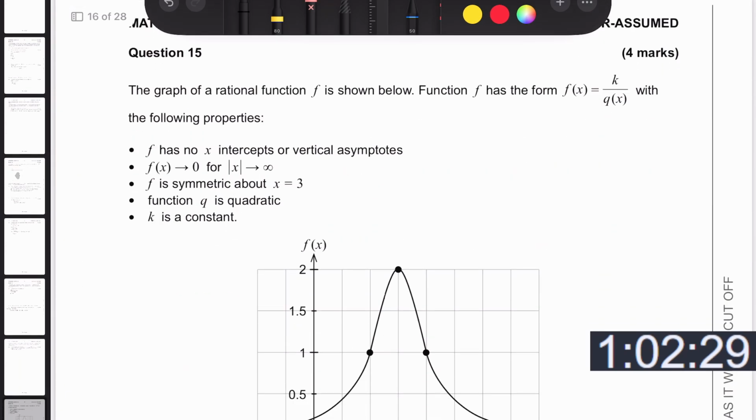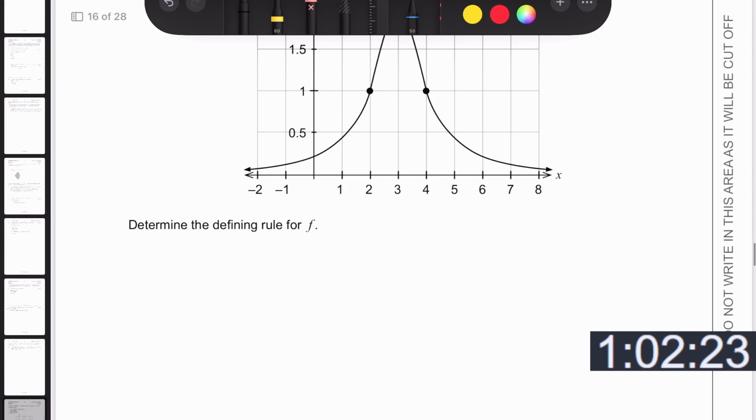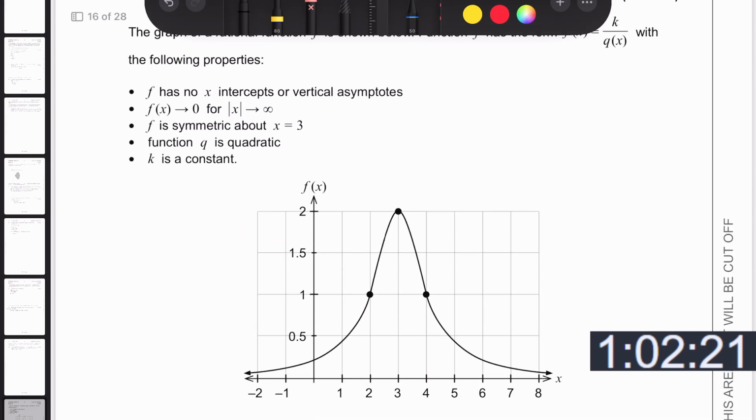Okay, page 16. The graph of a reciprocal function f is shown below. f is of the form f of x equals k over q of x, with the following properties. f has no intercepts or vertical asymptotes. f is symmetric about x is equal to 3. Function q is quadratic and k is a constant.